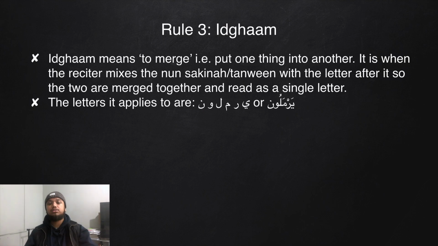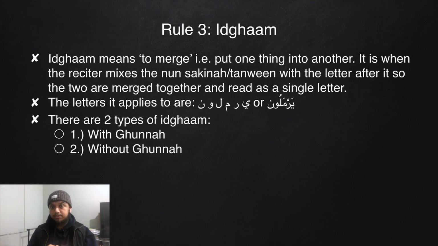The letters it applies to are 6. These are Ya, Ra, Lam, Mim, Waw, and Noon, or Yarmaloon, as they are collectively grouped together. So if you remember the phrase Yarmaloon, then you remember the 6 letters: Ya, Ra, Lam, Mim, Waw, and Noon. And there are 2 types of Idgham. One is with Ghunnah, and one is without Ghunnah.